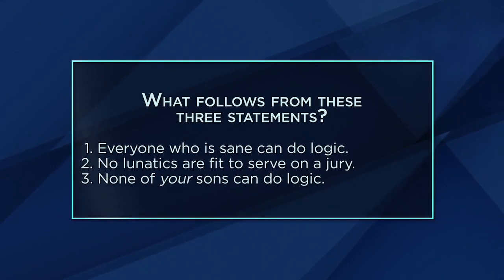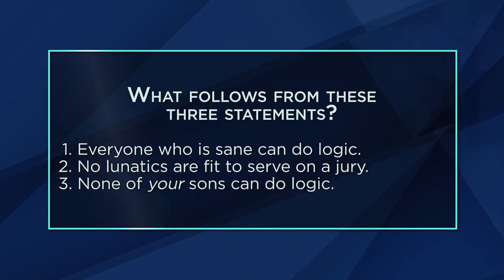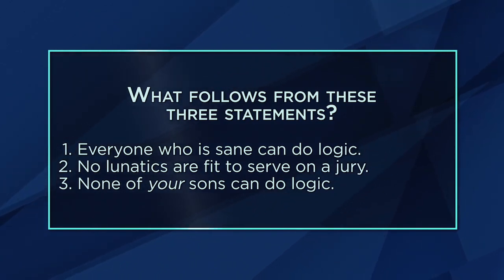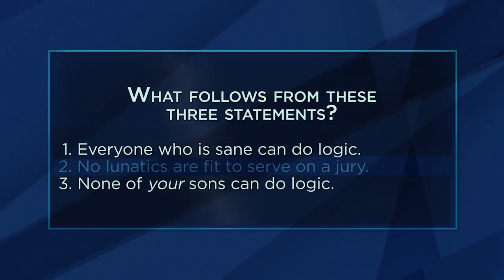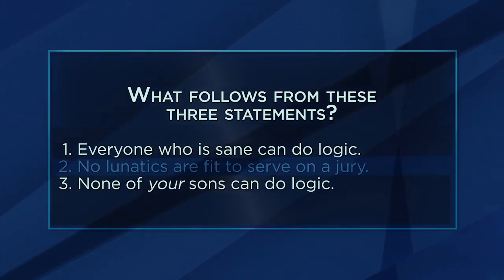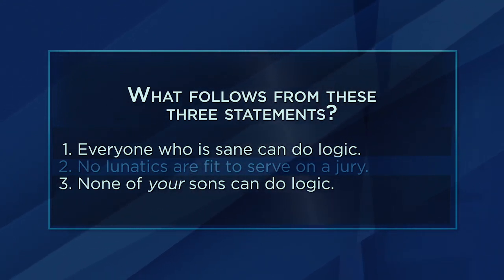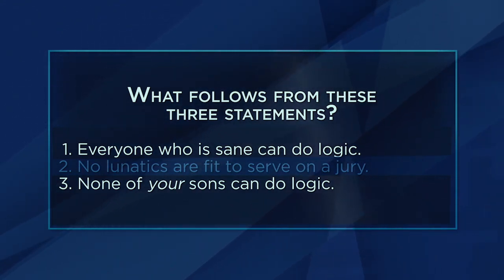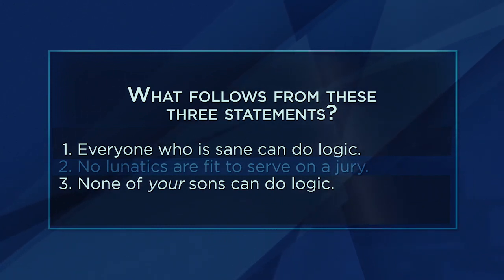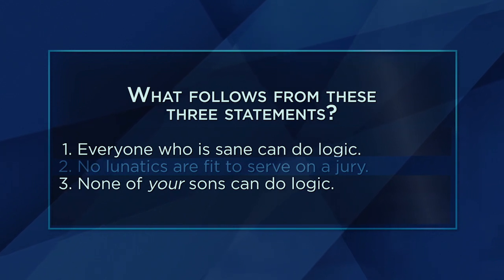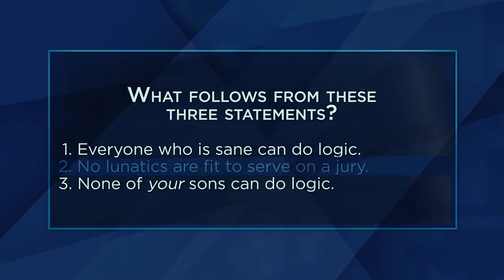Let's go back to our opening puzzle. It's a bit much to try to tackle all 3 statements at once, so let's try taking them 2 at a time. We might make our lives simpler by taking statements 1 and 3 together. So, what follows from 1, everyone who's sane can do logic, and 3, none of your sons can do logic? Well, if all sane people can do logic, but none of your sons can do logic, then we must conclude that none of your sons is sane.